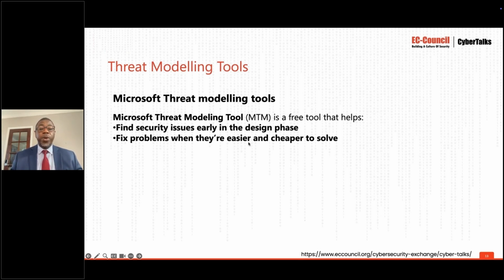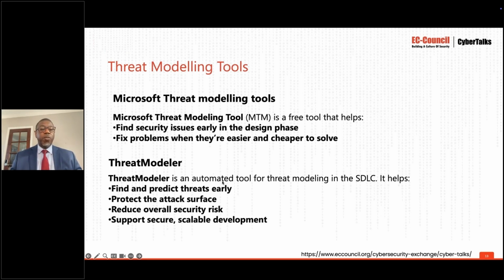It can fix problems when they are easier and cheaper. Problems are easy and cheap to fix when you are in the initial design phase. Once that application or that system goes live, it becomes very expensive, and it becomes dangerous not to fix those problems before the system goes live. Threat modeling is an automated tool, and you want to use a lot of automated tools that can assist you in consistent running, as opposed to the manual stuff that you have to do.